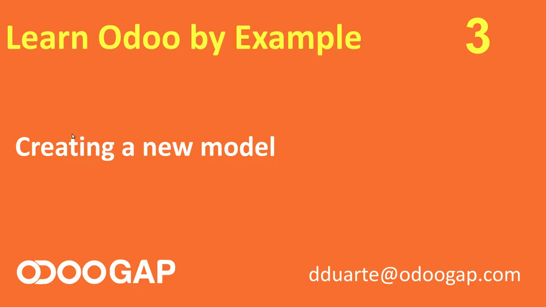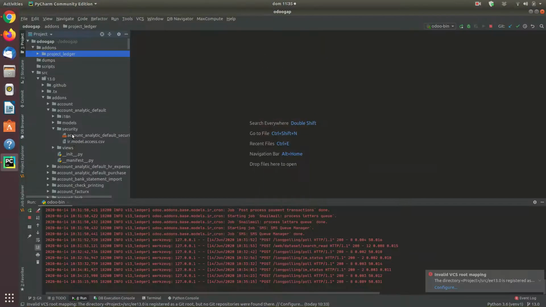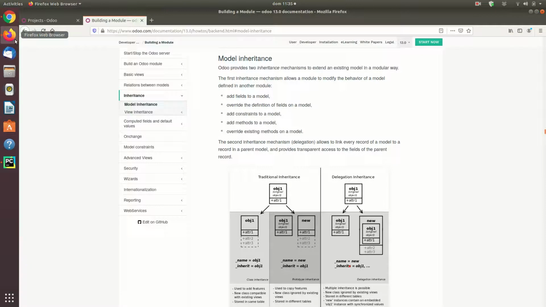Okay, so today let's see how we can create a new model using Odoo. First, let's take a look at the documentation. If you go into the Odoo documentation and check where it says model inheritance, you will see Odoo provides two inheritance mechanisms, extending an existing model and in a modular way. Basically, the first inheritance allows the module to modify the behavior of a model defined in another module. It seems complex, but it's not.